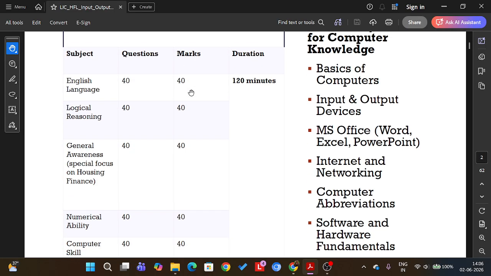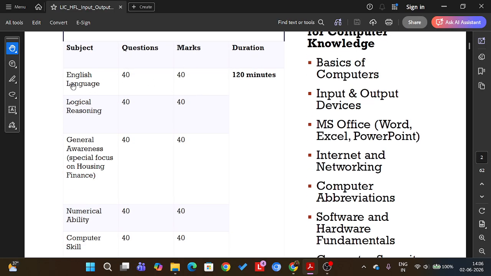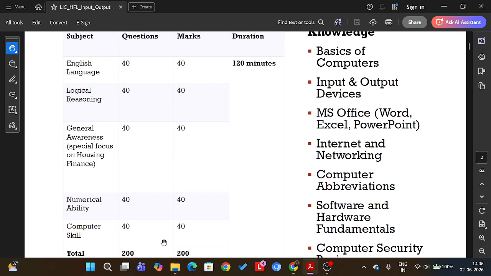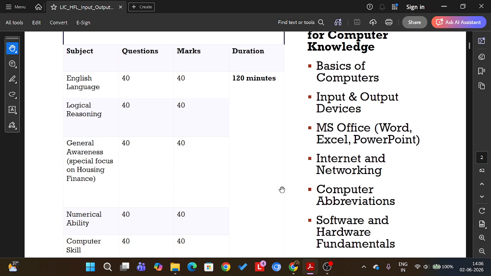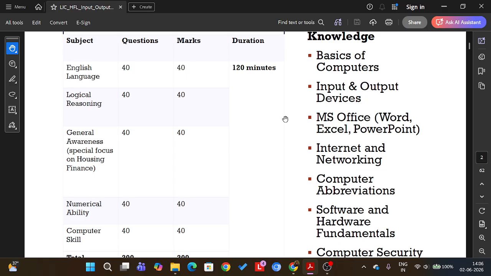So a quick overview of our LIC HFL syllabus is: English language, 40 questions, 40 marks; logical reasoning, 40 questions, 40 marks; general awareness, with special focus on housing finance, 40 questions, 40 marks; numerical ability, 40 questions, 40 marks; and computer skills, 40 questions, 40 marks. For computer skills, you will get the whole playlist on our channel. You can visit the playlist section and get it. The total timer is 2 hours. Within these 2 hours, you will be doing the whole 5 sections without any sectional timer.